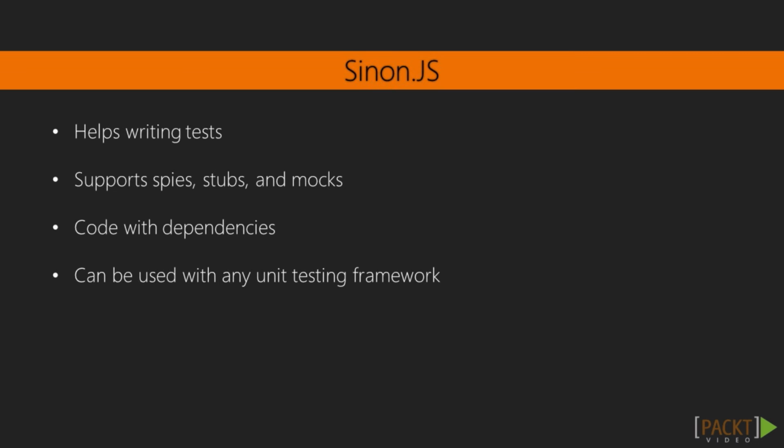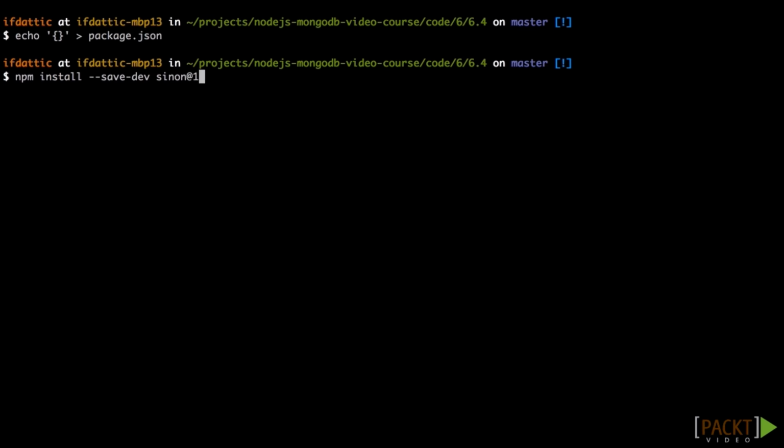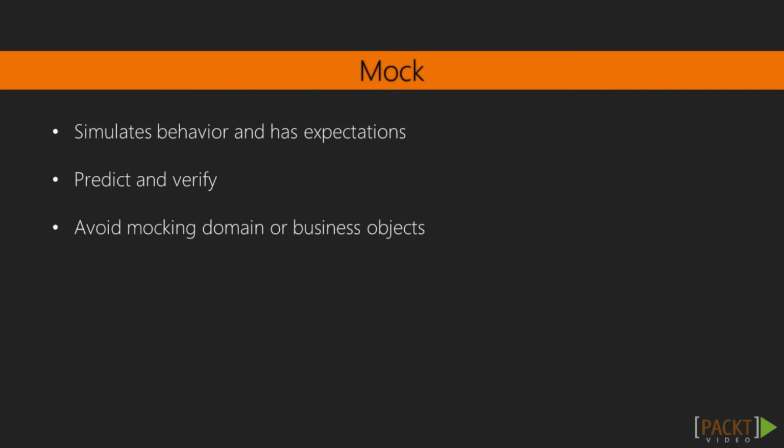Sinon.js is a library which helps you with writing your tests. It supports spies, stubs, and mocks for JavaScript. This makes it easier to test code which has dependencies. Sinon.js has no dependencies and can be used with any unit testing framework. To install it, use the npm install command.